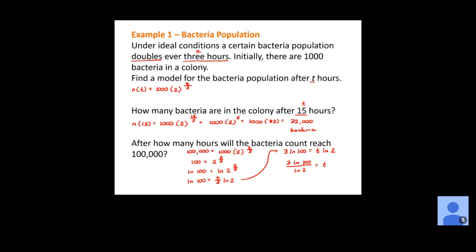Most of the time, though, we're going to want to know about how many hours it would actually take. So you're probably going to get a decimal for this. If we put that into our calculators and get a decimal approximation, that should give us 19.93. And again, keep in mind your units here. Our t is going to be measured in hours this time. So almost 20 hours for our population to get to 100,000 bacteria.